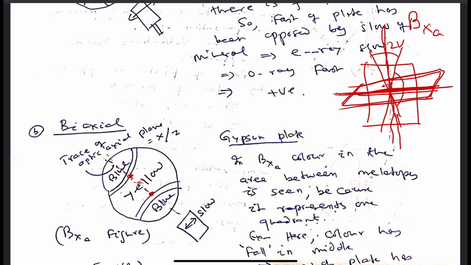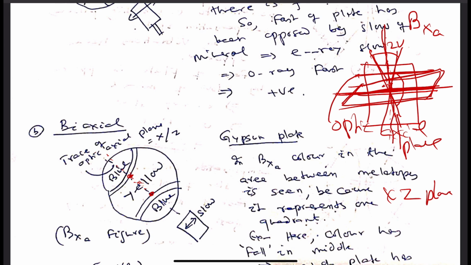This is the line which contains the two optic axes. It is called the optic axial plane, or otherwise the XZ plane. This line is the trace of the XZ plane, because the section is like this. If X is here, Z will be perpendicular to it. If Z is here, X will be perpendicular to it. This is the theory.